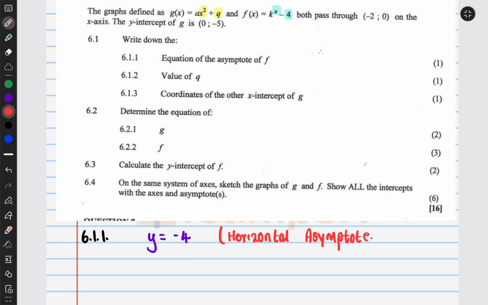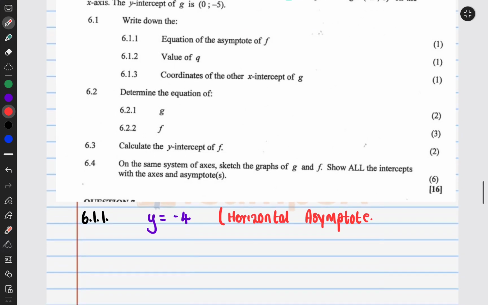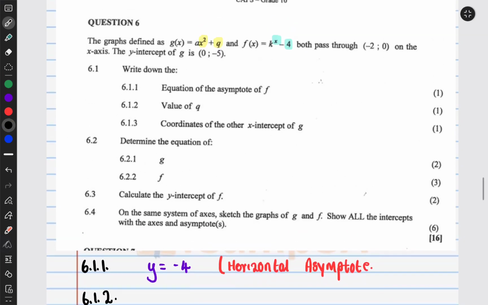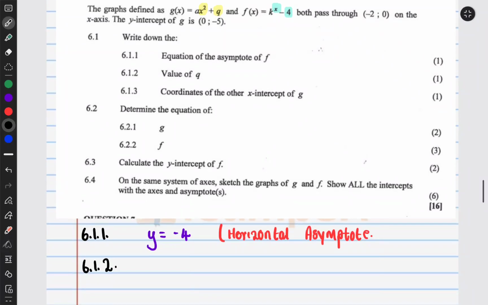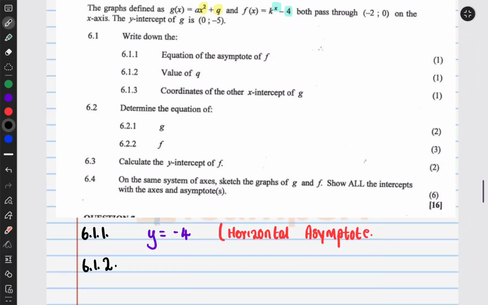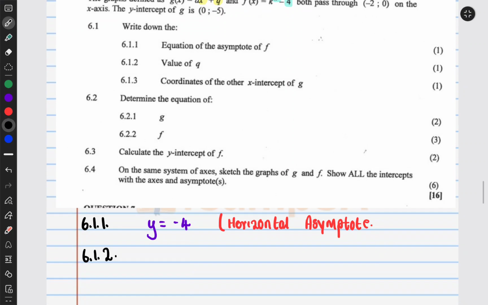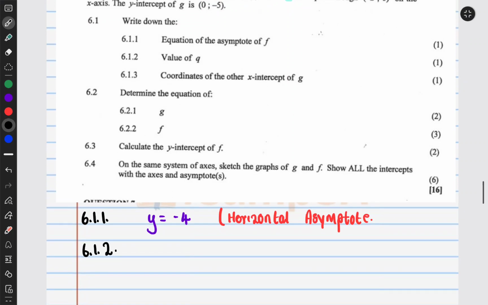And then we are asked for 6.1.2 to write down the value of q. What is q? Q is the turning point, which is given by the y-intercept. So we're going to have q is equal to -5.